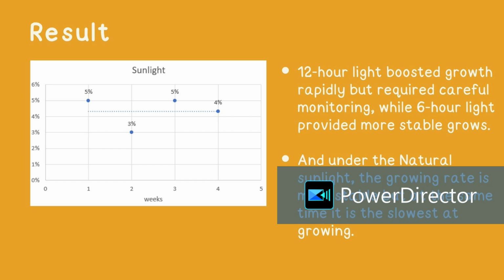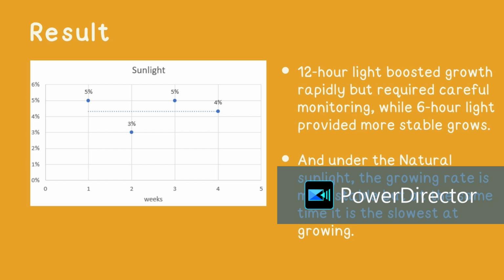The 12-hour group had a dramatic spike of 448% growth in just week 1, likely due to the initial light saturation. However, by week 5, it dropped to 168%, possibly due to stress or nutrient depletion. The sunlight group showed minimal growth, peaking at just 5%. We suspect environmental factors like temperature swings and strong wind in Hsinchu affected the growing progress.